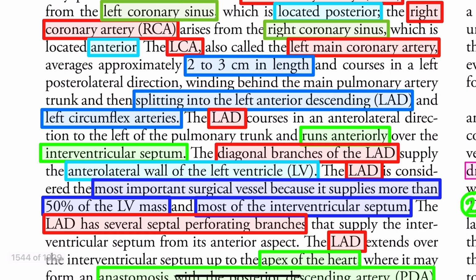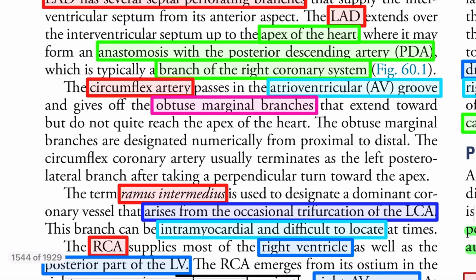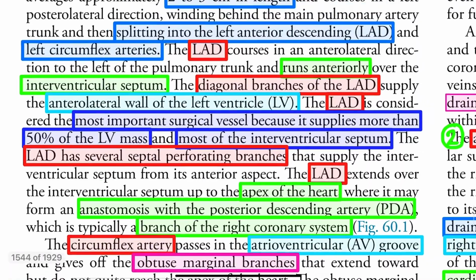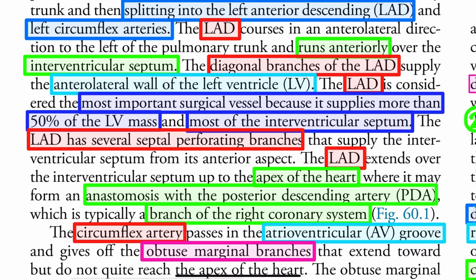Okay, it divides into usually 2 branches, sometimes 3 branches. Okay, so it splits into the left anterior descending and the left circumflex artery. Okay, and sometimes a ramus intermedius. We'll explain this later. Okay, first understand if it is divided into 2 parts.